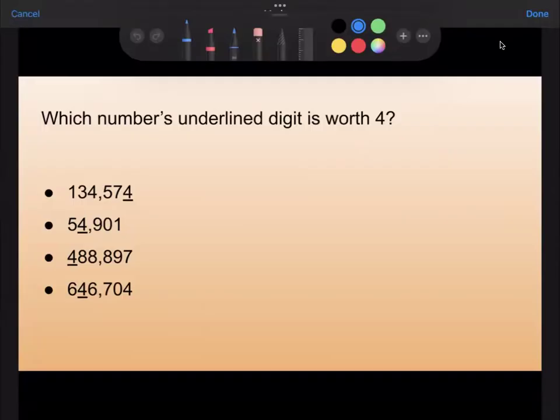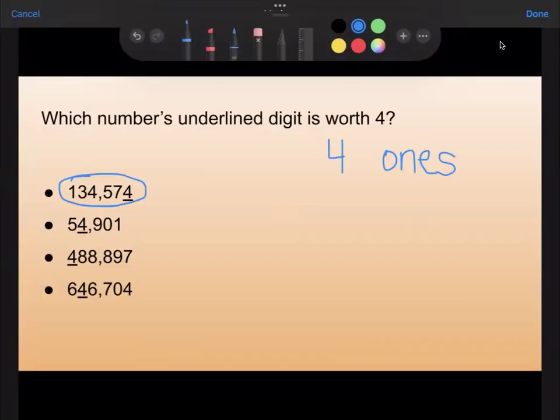Okay, here is our next one. Which number's underlined digit is worth 4? If something is worth 4, that means there's probably a 4 in the ones place. 4 ones is what it's representing. So we need to go through our list and find the underlined 4 that's in the ones place. When I look at this first one, the underlined 4 is indeed in the ones place. So this is the number that we are looking for. But let's check the rest just to make sure.